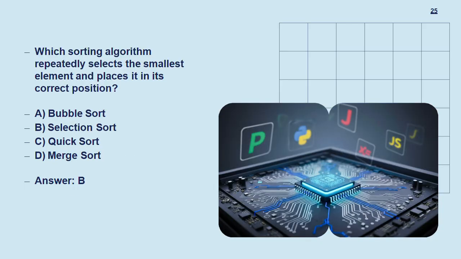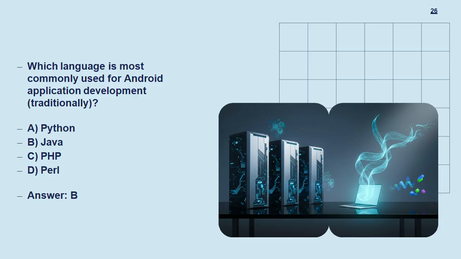Our next question is, which sorting algorithm repeatedly selects the smallest element and places it in its correct position? So the correct answer here is selection sort. Our next question is, which language is most commonly used for Android application development? So for this purpose, the most commonly used language is Java.